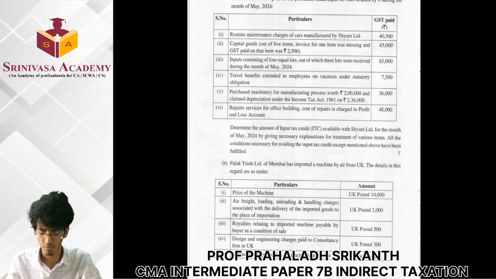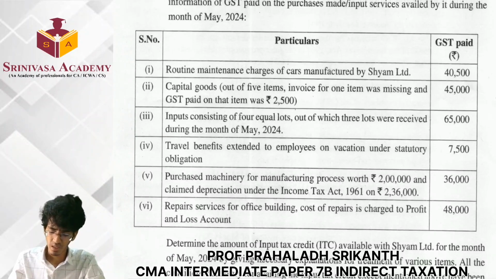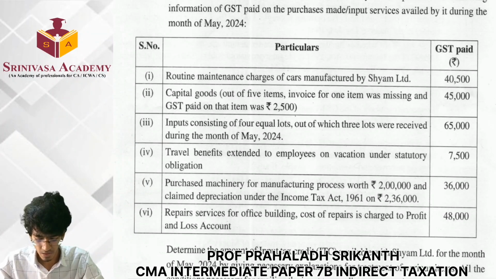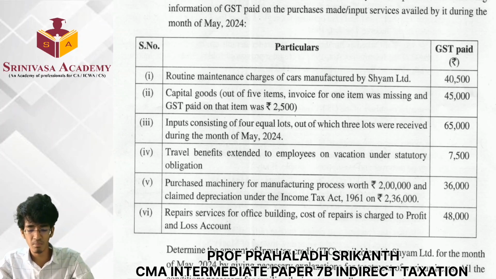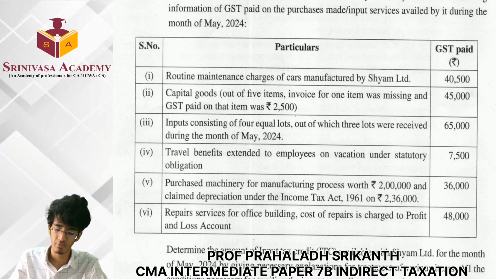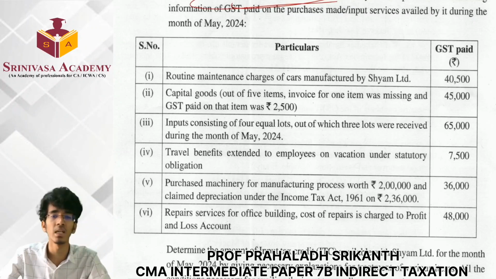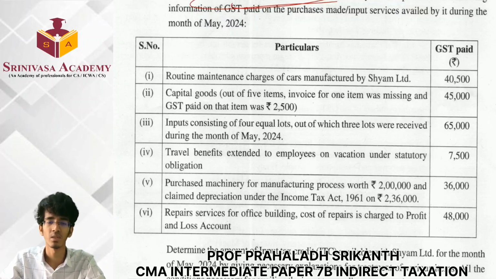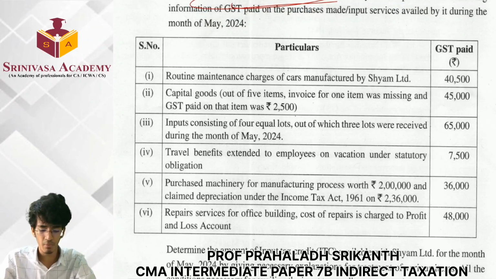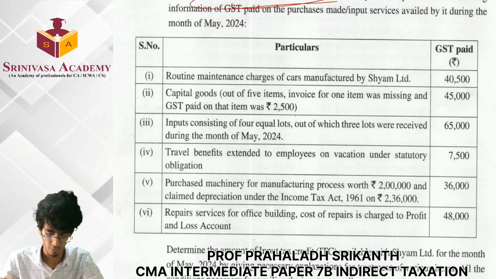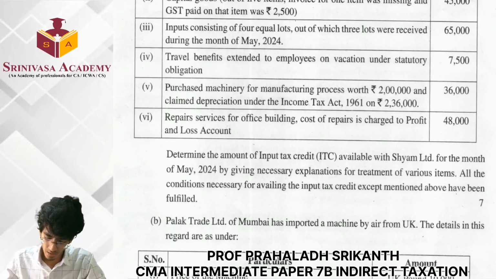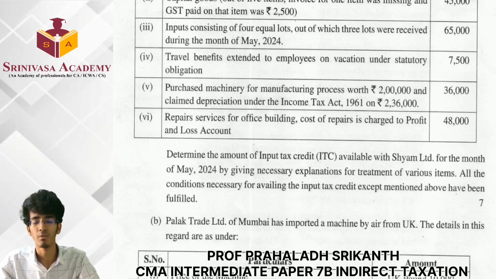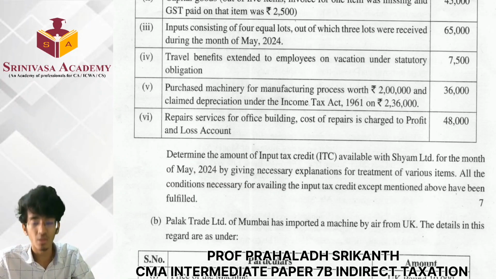We'll see how we are going to answer this question and what the answer is; we'll be checking this out. Okay, so first we can see in 8A, at the start they have given that Shyam Limited is a registered manufacturer of cars, which basically means he's a registered person under the GST Act. That is the first thing to know. Next, Shyam Limited provides the following information of GST paid. They have given everything. We'll come to the particulars later. And next, determine the amount of input tax credit available with Shyam Limited for the month of May 2024.